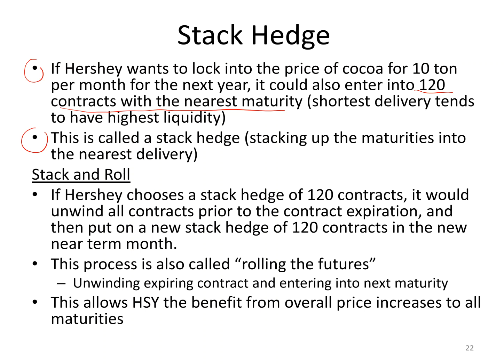Then what they're going to do is something called a stack and roll. If they choose to do a stack hedge of 120 contracts and say that January delivery, it would simply unwind all contracts, all 120 of them, prior to that first contract's maturity or expiration, then buy a new contract for, say, the February, buy a new 120 contracts for February. And then right before the February contract matures, they would sell them off and buy 120 contracts for March. This process is called rolling the futures, which means you're unwinding the expiring contract and entering into the next maturity.